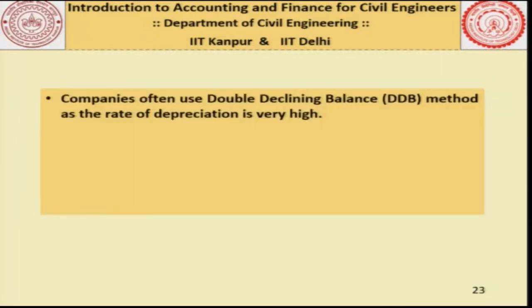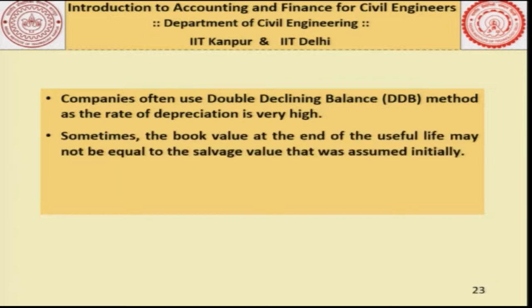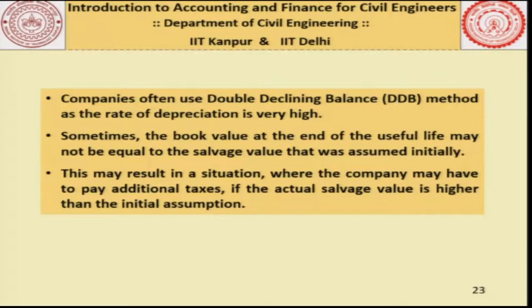Now, coming to a more realistic situation, companies often use the double declining balance method as the rate of depreciation is very high. Sometimes the book value at the end of the useful life may not be equal to the salvage value that was initially assumed. Now, if that happens, there could be situations as far as taxation is concerned, and the company may have to pay additional taxes.